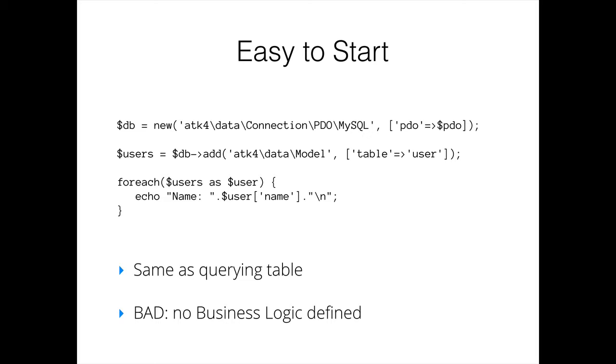So the easiest code to write with Agile Data is this one, and I'll go through it line by line. The first one, we're establishing the connection. You're familiar with this concept. User represents a model, and in this case, this is an anonymous model because it just creates from the generic model. The only thing we set is a table, and then we can iterate through this model, and we get the name of users. That's the field from the database.